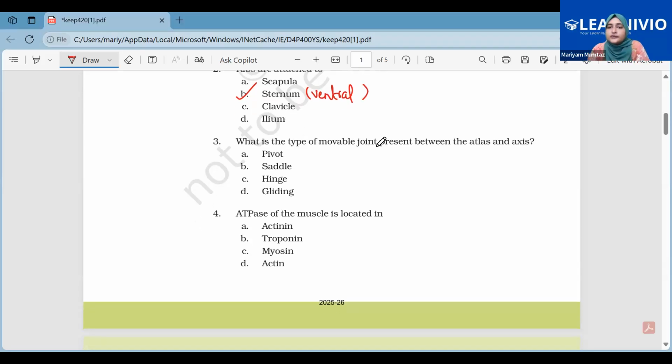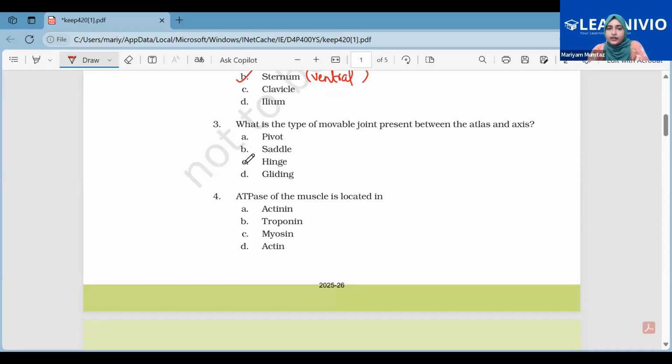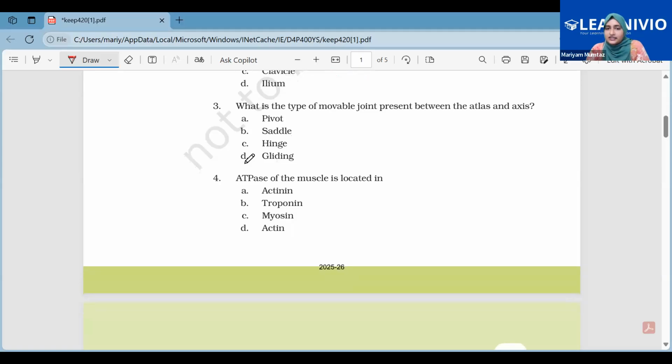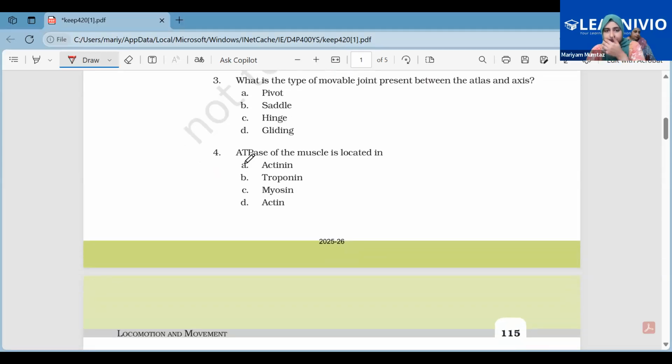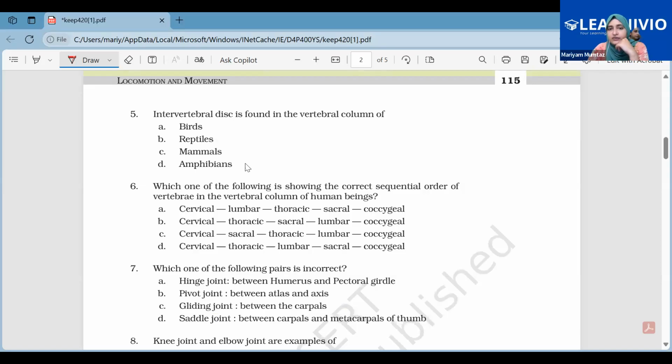What is the type of movable joint present between the atlas and the axis? Which joint is there? Pivot. Pivot joint. ATPase of the muscle is located in which part? Myosin. Which part of myosin, students? The heavy or the light? Head. Very good. The heavy part, right? The intervertebral disc is found in the vertebral column of mammals, right? The discs are present like that.